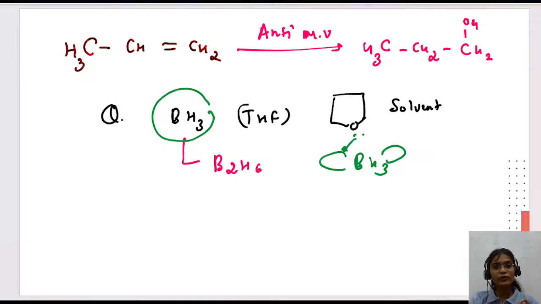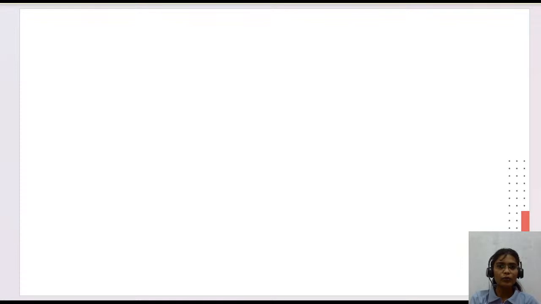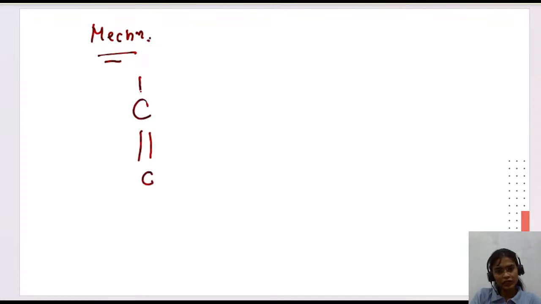Now point number two, how to follow the mechanism. In this case we follow the syn mechanism. What is the meaning of syn mechanism? It means the attack is from the same side. So let's discuss the mechanism part here. You have a double bond carbon. Let me write it, it's asymmetrical, right? This is how it looks. Like this. And let me write the BH3 like this.